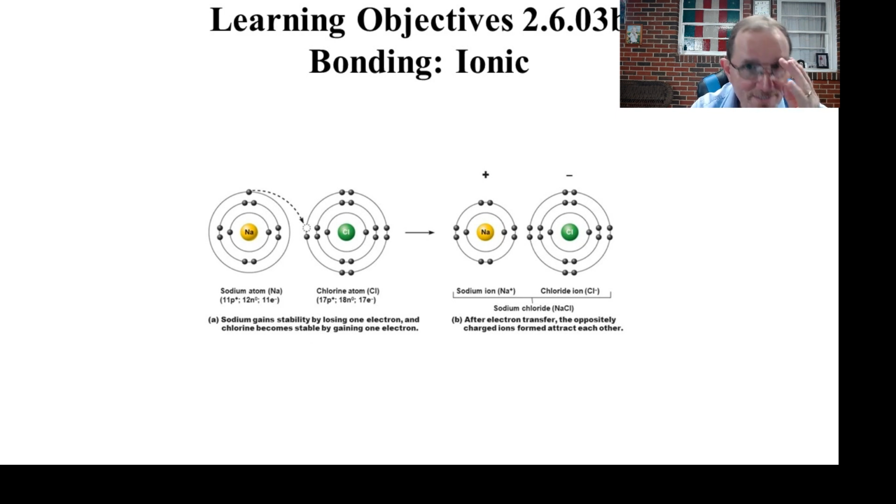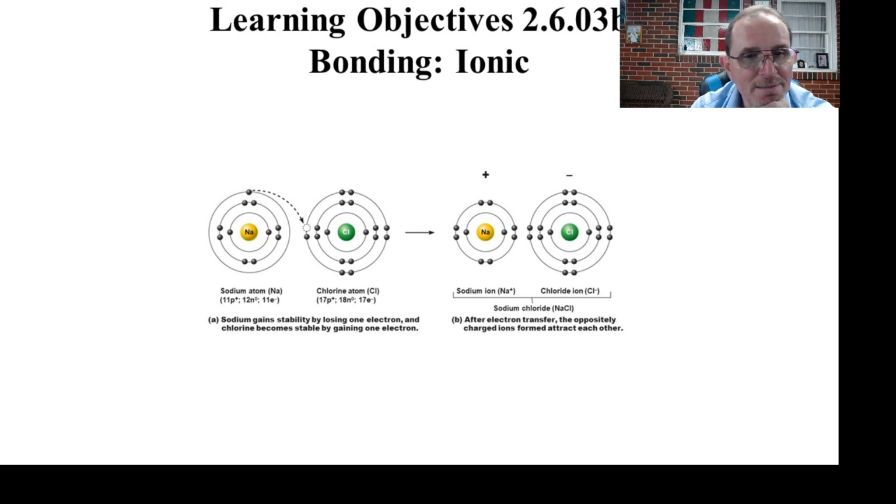I don't know if you guys can see that. That looks awfully small. But anyway, there you see it right there. There's sodium losing that one. And again, now this guy has 11 protons and 10 electrons. So he's going to have a +1 charge. But for sodium, he's got 8 in his outer shell, so he's stable.